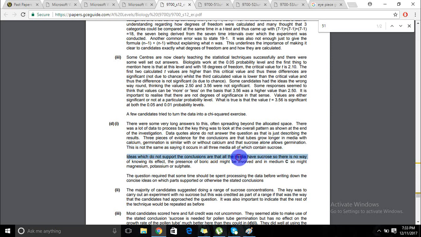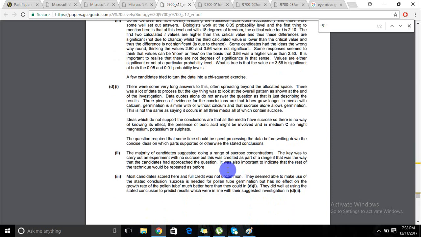Media have no sucrose, so there is no way of knowing its effect. Boric acid may be involved, and in medium C, so might magnesium, potassium, or sulfate. And the majority of candidates suggested doing a range of sucrose concentrations with no sucrose, but this was credited as part of a range if that was the way.